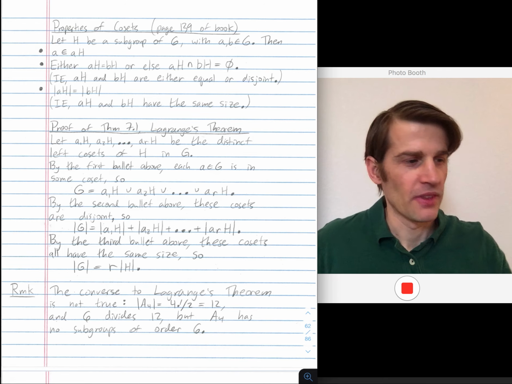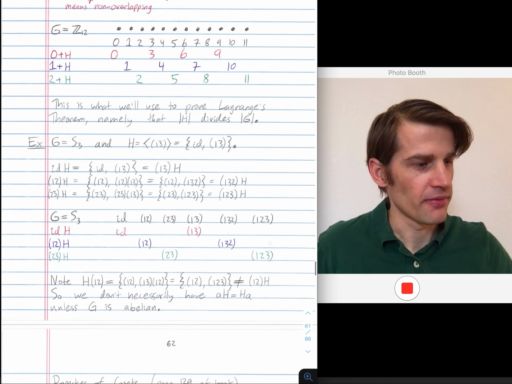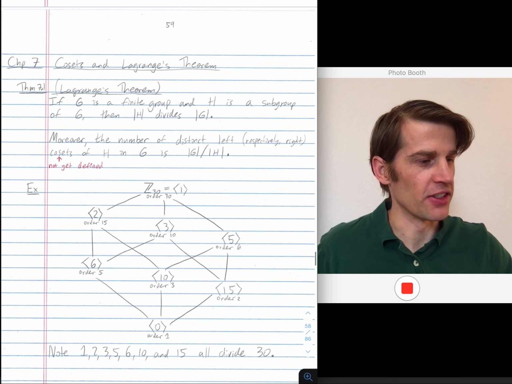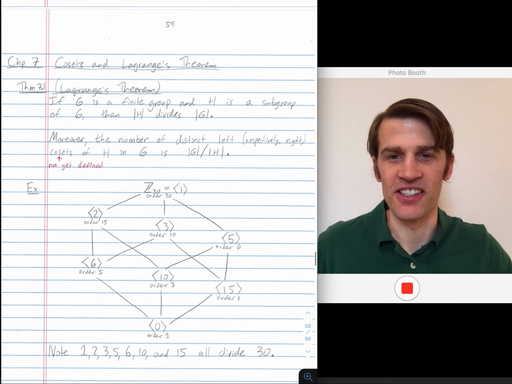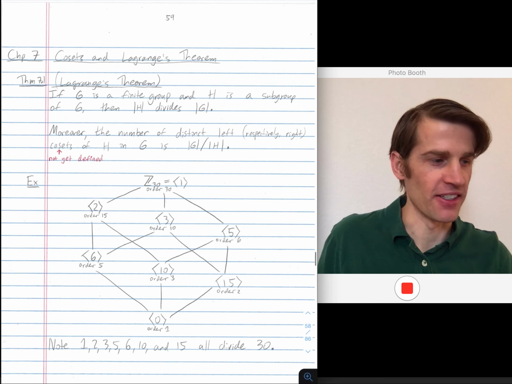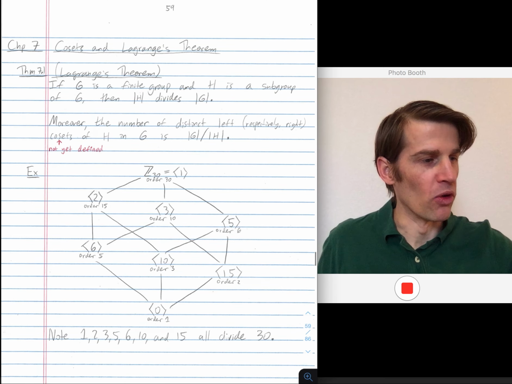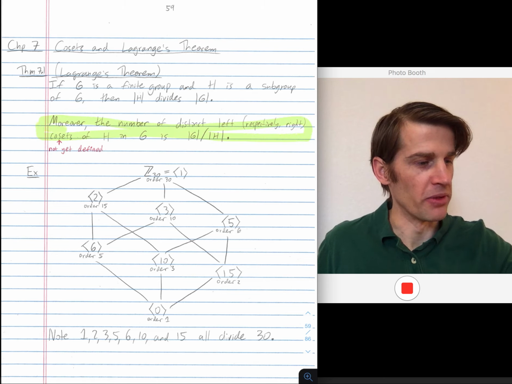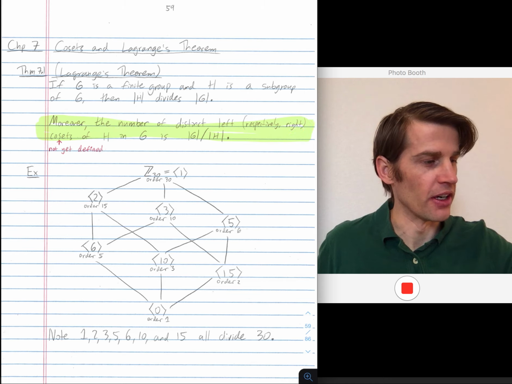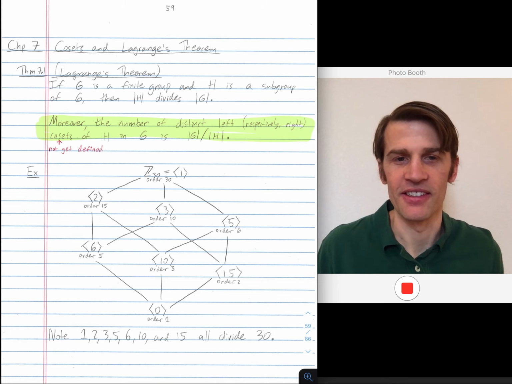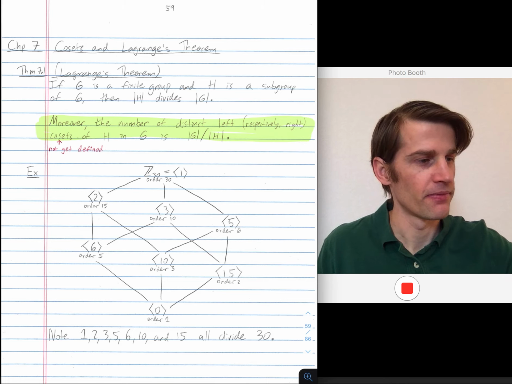All right, so remember, we're proving that if G is a group and H is a subgroup, then the size of the subgroup divides the size of the group. Furthermore, the number of cosets of H in G will be that fraction, size of G divided by size of H.